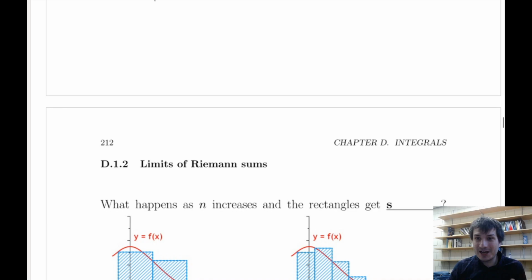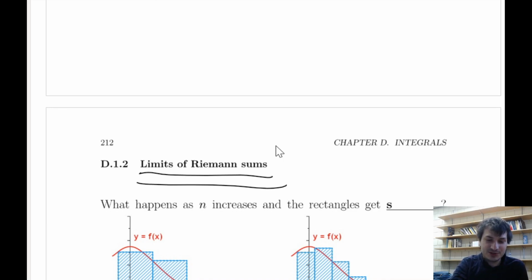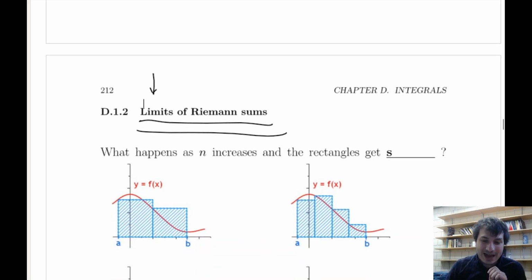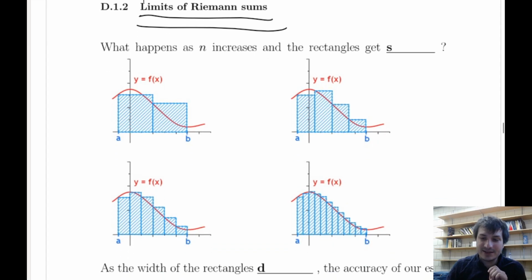Riemann sums, not so exciting. Limits of Riemann sums, this is where the magic happens. We know the idea of a limit is the subtle idea, and a Riemann sum is kind of this silly thing, like who cares about these rectangles? But if you do the limit of the Riemann sum, even though every Riemann sum is wrong, the limit of the Riemann sum is right. So what happens as n increases and the rectangles get smaller?